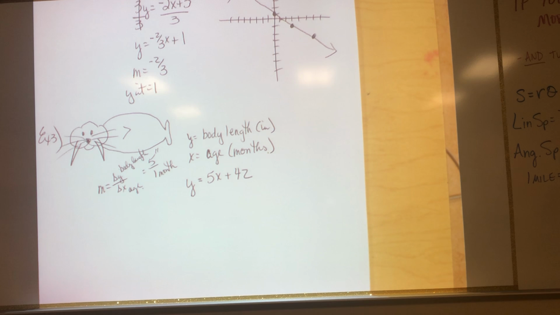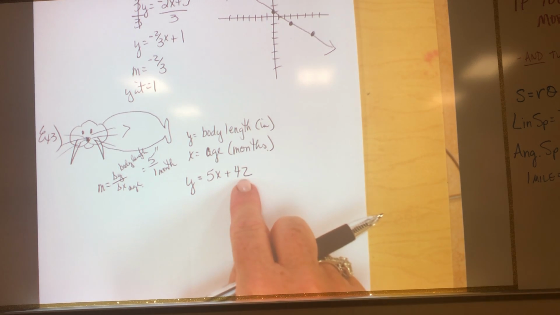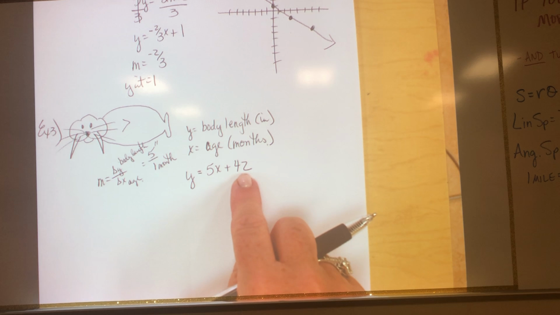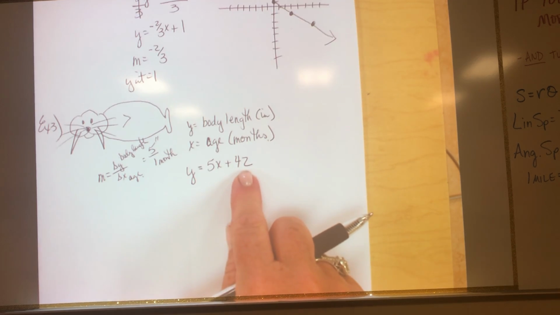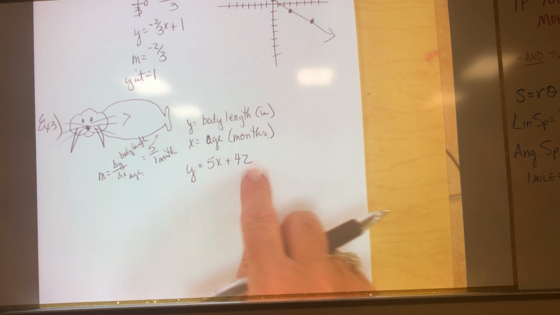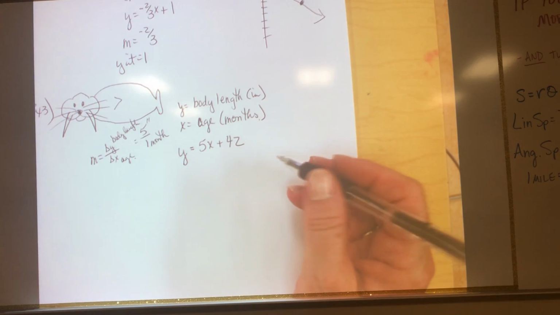All right, so that's my y-intercept. What does that mean? He was born and started at 42 inches. Yes, people, that dude was almost 4 feet long when he was born. So, big babies, 42 inches when he's born. Good job. All right, so now let's graph this.